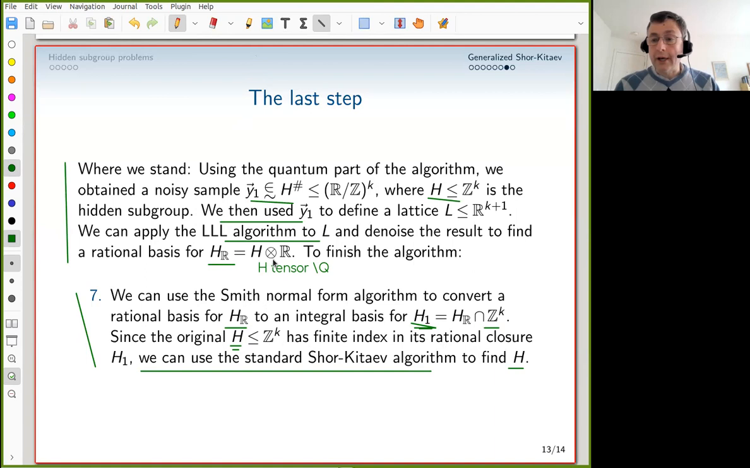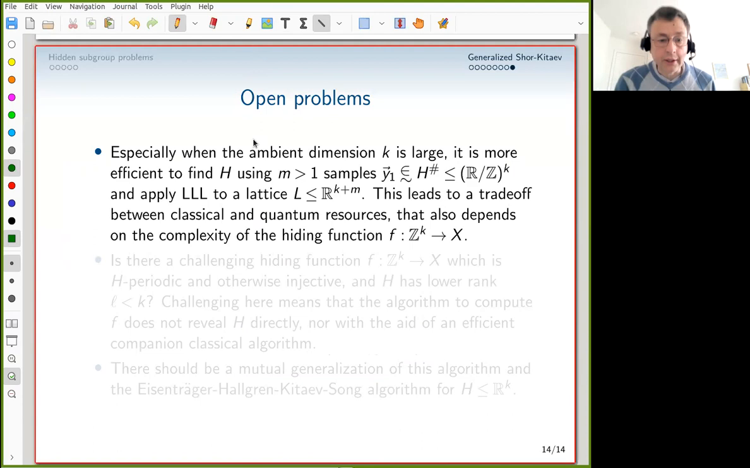But now let me go to open problems, particularly the second one, which I think is the best one for this workshop. So one open problem is, well, I had only one sample to get the theorem, not because that's the best thing to do. Shor-Kitaev itself works better where it can require some logarithmic number of samples or a polynomial in the bit complexity number of samples. And probably using more samples for the stage that I described is better. Actually, I more or less know it's better. I don't know how much better, but I know it's better. So the open problem is to understand the best number of samples.